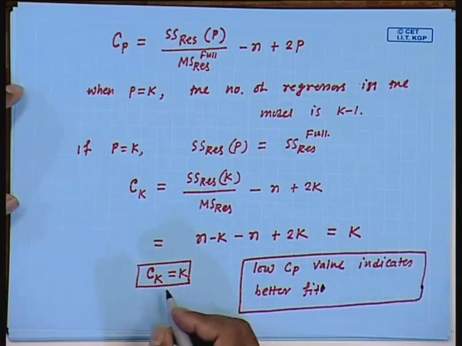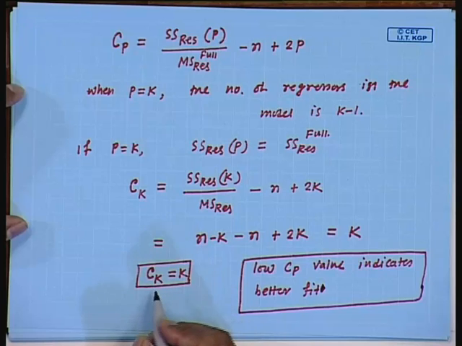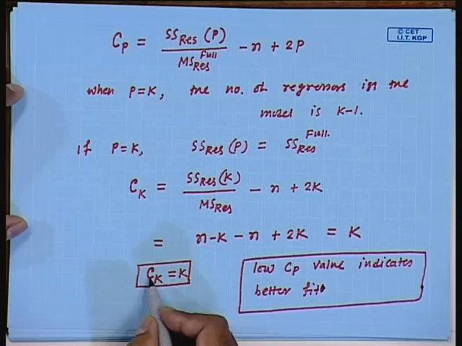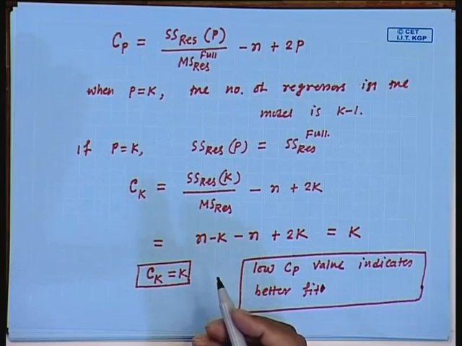So, our selection criteria for the model here is, of course, a small value of Cp is desirable, and also the Cp should be close to p. If Cp is equal to p, that means the model involving p minus 1 regressors is almost equivalent to the full model. Okay. Let me illustrate this Mallows statistics using our example.